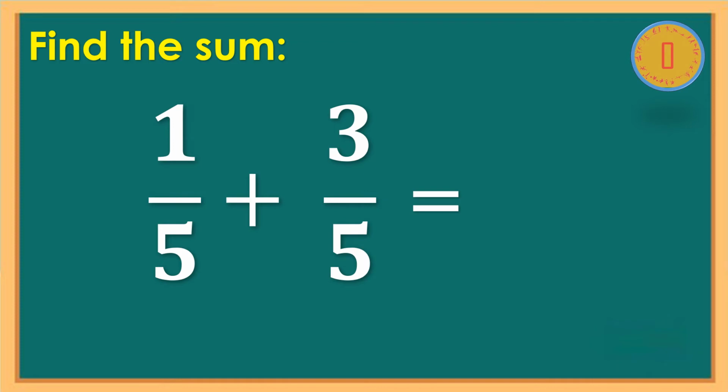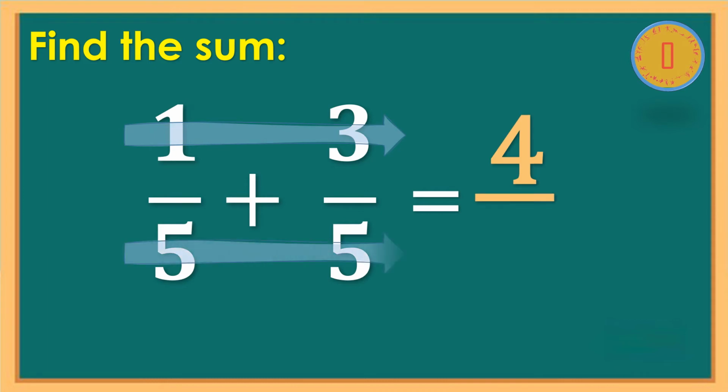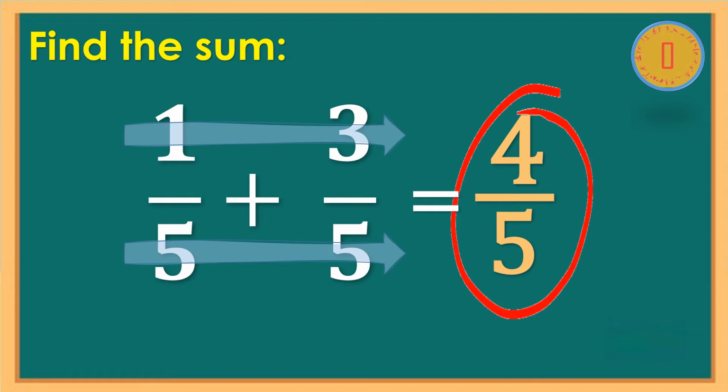1/5 plus 3/5. Add the numerators. 1 plus 3 is 4. Then copy the common denominator 5. So 1/5 plus 3/5 equals 4/5.